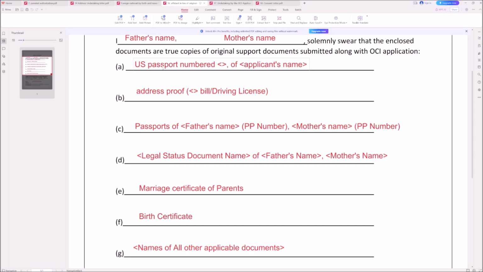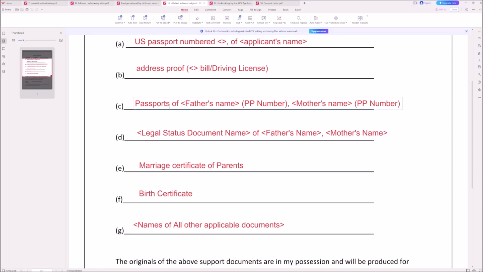You need to write the US passport number of the applicant's name, basically the child's name, then the address proof (you can mention whether it is a utility bill or driving license), then the passports of father's name and passport number, comma, mother's name (the passport number of the mother). So you need to write that.